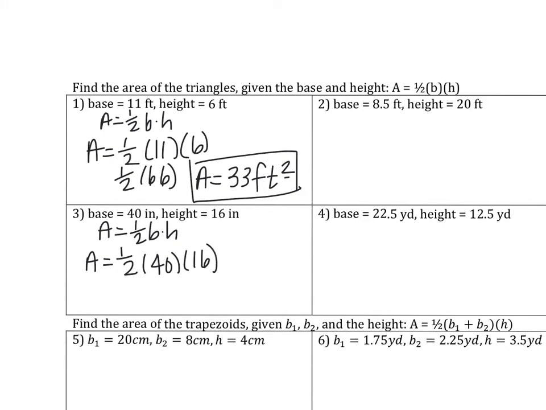I'm going to tell you a quick way to do this. The way that I do it is because I'm taking half of the number, I can take half of either 40 or 16, and it will save me a little bit of time. So I'm going to take half of 40 and make that 20. So area equals 20 times 16. Area equals 320 units or inches squared.